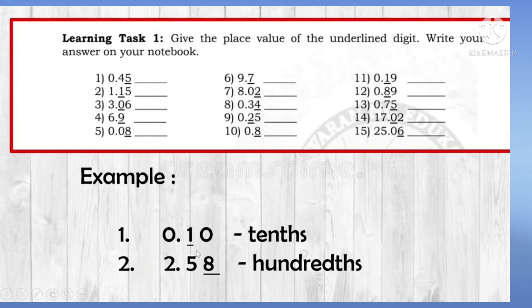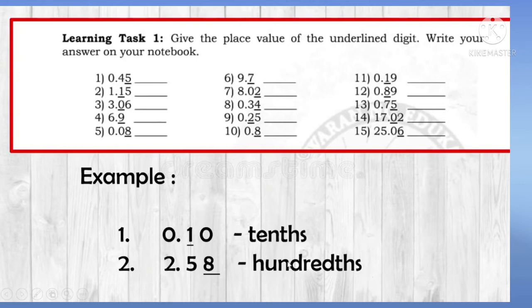So I have here an example. So number 1, we have 0.10. Okay? 0.10. So ang naka-underline is 1. So nasaan or anong place value ng 1? Siya ay nasa tenths. Okay? Siya ay nasa tenths. Because tenths, hundredths. Okay? Then number 2, we have 2.58. Now, what is the place value of 8? Kasi siya yung nasa underline. So meaning, dito tenths, hundredths. So ang place value ng 8 ay nasa hundredths.